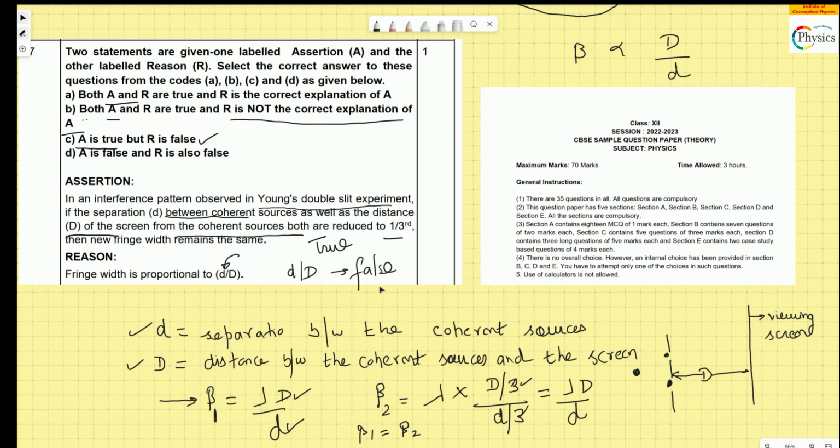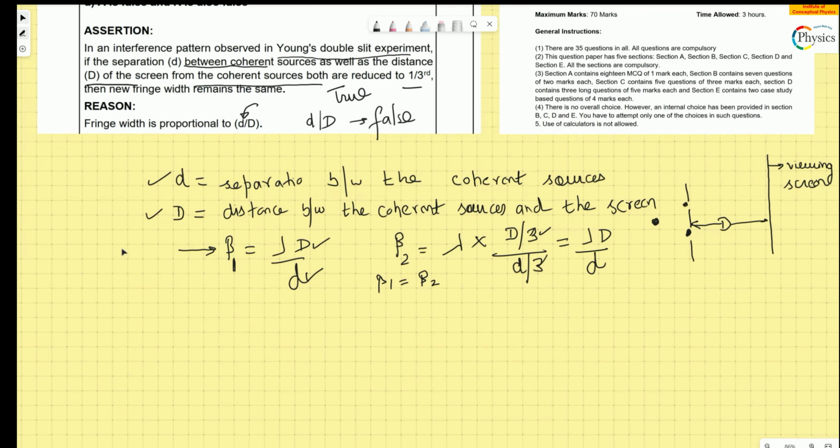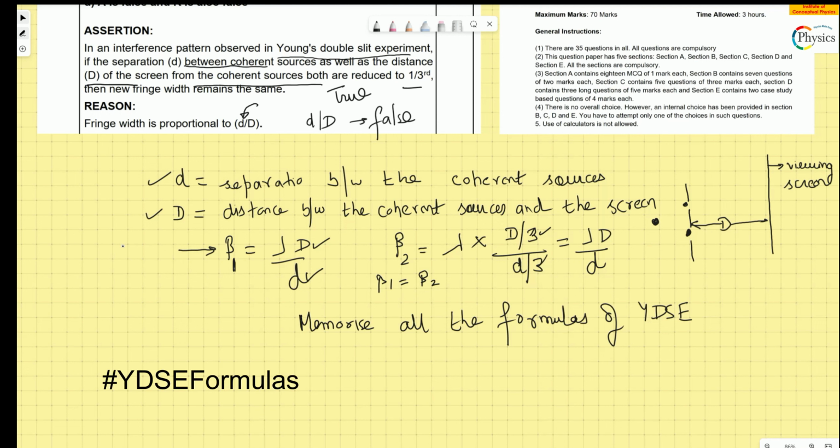So the idea you need to carry is that please ensure that you memorize all the formulas of Young's double slit experiment. The formulas of YDSE are very long. I have a video. I will give you the link in the description. Please go through that video and memorize, because a lot of times the confusion students have is not about Young's double slit experiment, but they tend to forget the formula of the fringe width, the location of the fringe, etc. So please memorize all the formulas of YDSE if you want to do these questions.